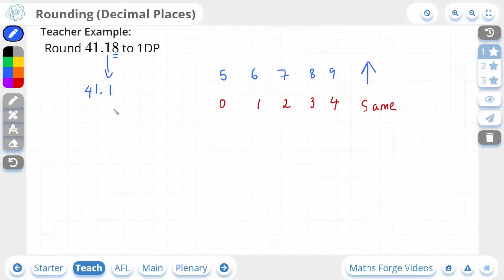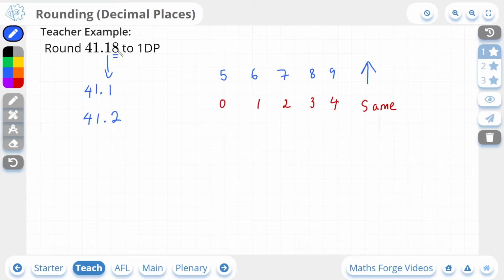So for this example, we can see that the number we're focused on is the number in the first decimal place, which is this 1. And then we check directly to the right of it, which is an 8. Is it 5 or greater? Yes, it is. So the 1 rounds up. So it becomes 41.2.